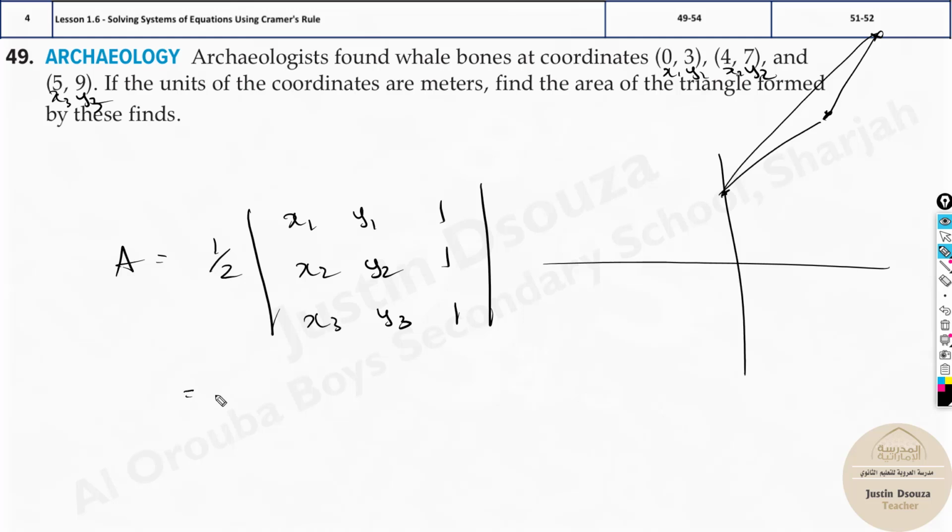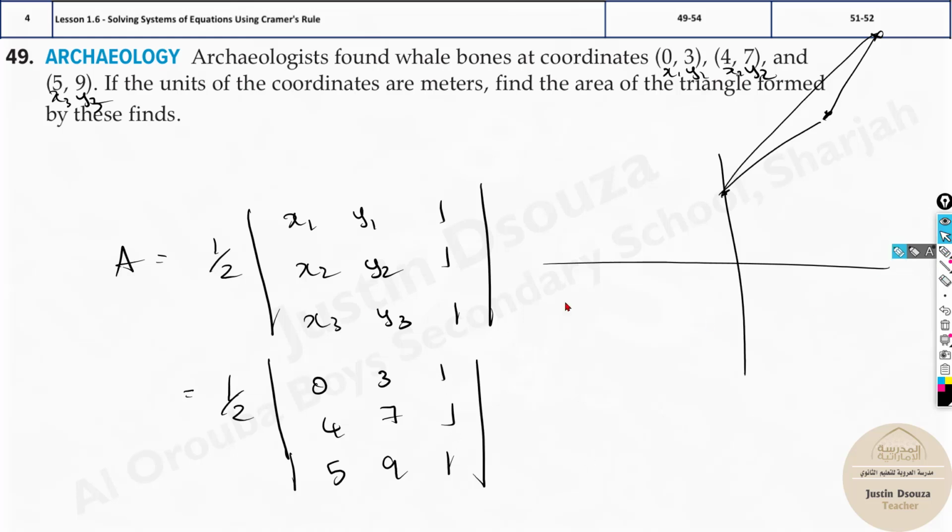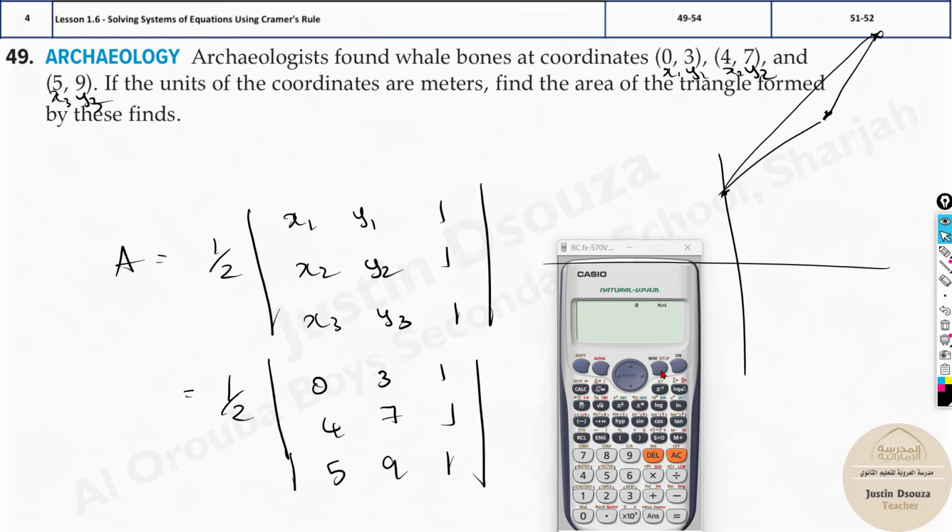Now what you need to do over here is half times the determinant of what? It is 0, 3, 1, 4, 7, 1, and lastly we have 5, 9, 1. So this is it. Now we can directly put it in the calculator and solve. No need of finding any determinants or anything. So let's use the matrix mode, that is mode 6, and let's fill in this as matrix 1, and this is 3 cross 3.